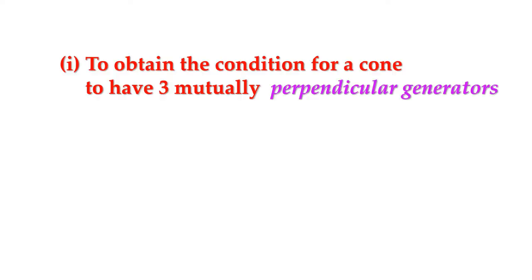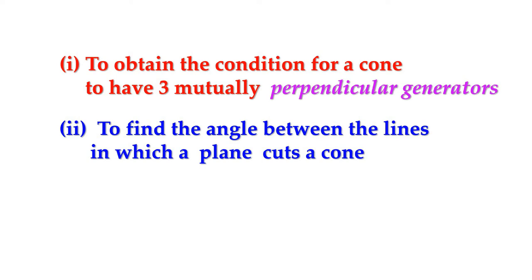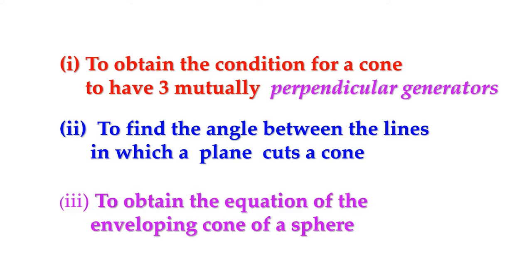In this video, we will find the condition for a cone to have three mutually perpendicular generators. We'll also find the angle between the lines in which a plane cuts a cone. So, a plane passing through the origin, and the cone having three perpendicular generators touching a plane. If you are given different conditions, then how do we find the angle between the lines? That kind of problem we are going to discuss, and then we'll obtain the equation of the enveloping cone of a given sphere.